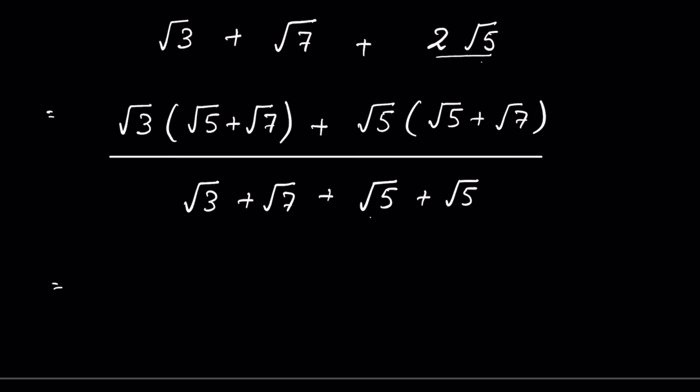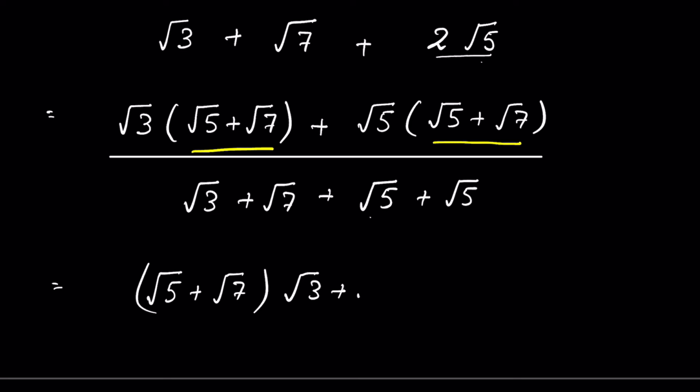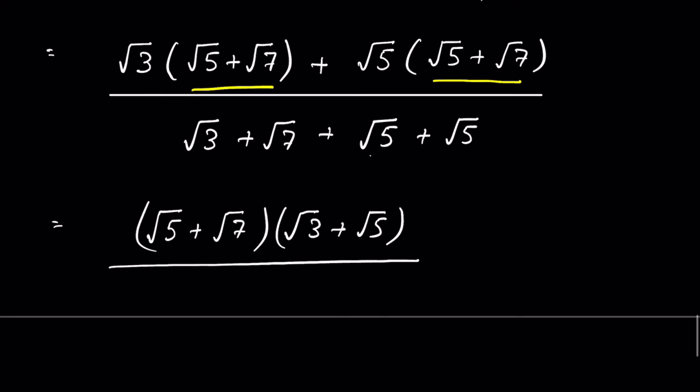Now these two terms are common, so we can take it common and write square root of 5 plus square root of 7 and square root of 3 plus square root of 5 in terms of two factors. Then upon, we can write square root of 3 and square root of 5 together. So square root of 3 plus square root of 5 plus square root of 5 plus square root of 7.